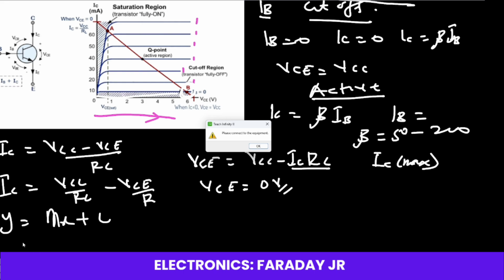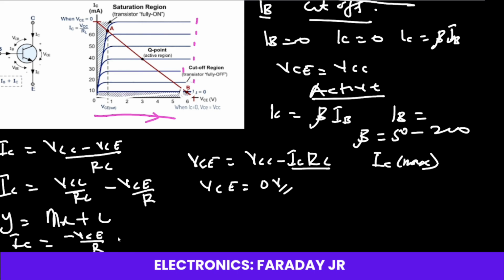So we can rearrange this one where we have the value of IC to be equal to minus VCE over RC plus VCC over RC. It means that the value of C, the intercept, is VCC over RC, and then the value of M is given by minus 1 over RC. And this is actually what represents the load line.